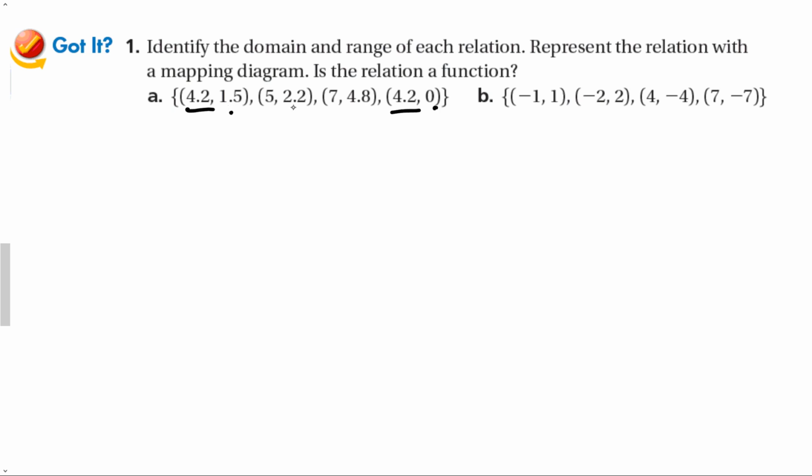0, 1.5, 2.2, 4.8. Okay, for part B, my domain is -2, -1, 4, and 7. And my range is -7, -4, 1, and 2. All of the elements in the domain are different, so this is a function.